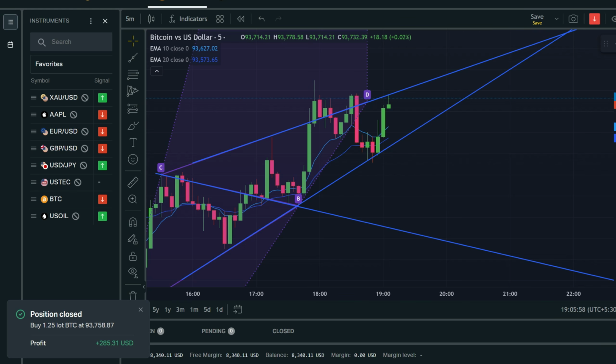Now, a quick tip. I highly recommend using the triangle pattern for your setups. It's a reliable way to spot accurate entry and exit points with minimal guesswork. Patterns like this can really help you stay disciplined and avoid emotional trading.